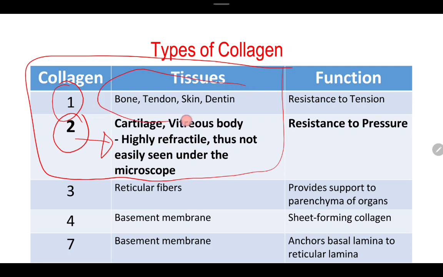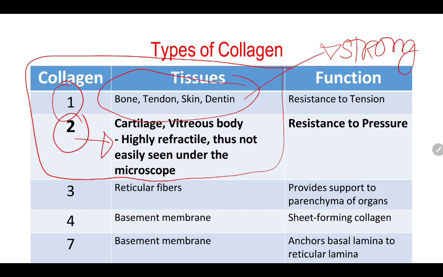So, what can we say about collagen type 1? It means those tissues that have collagen type 1 need to be strong. Okay? You need to have a strong bone. You need to have strong tendon. You need to have a strong skin. And then you need to have a strong dentin.